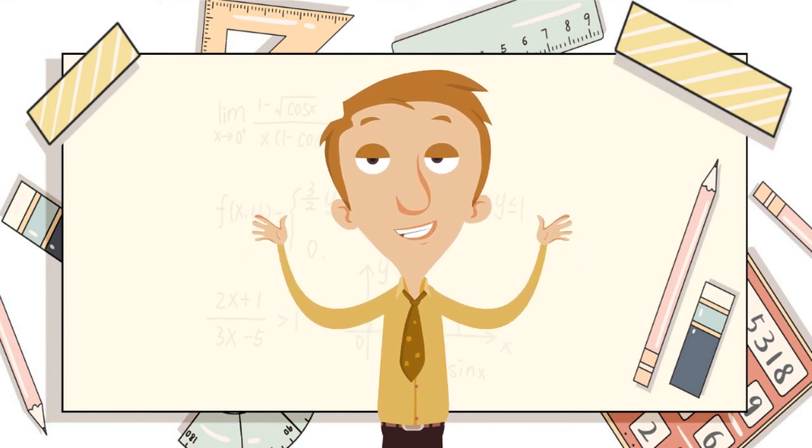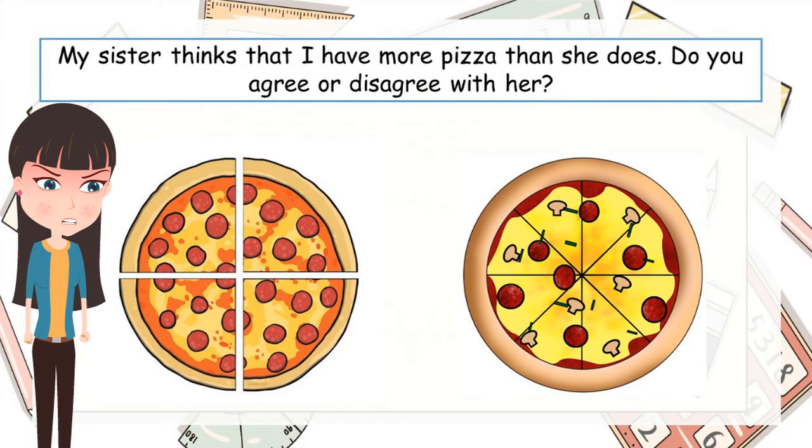Before you go, unfortunately, my very irritating sister is back once again, and this time she's complaining about equivalent fractions. She thinks that I have more pizza than she does. She says it's not fair because I have 8 slices of pizza and she only has 4 slices of pizza. What do you think? Do you agree with her? Or do you disagree with her? Pause the video and write down your answer.